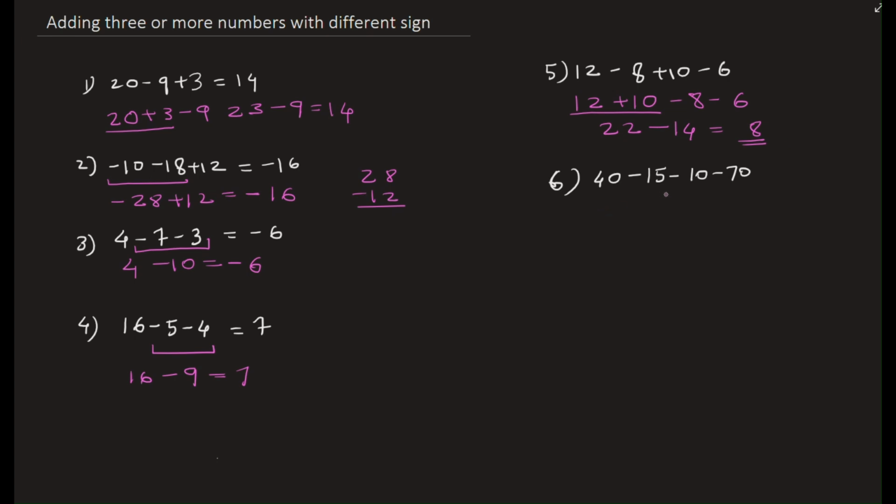Then I have 40 minus 15 minus 10 minus 70. So it is as good as first adding the negative numbers together: 15, 10 and 70. So here 5 plus 0 equals 5, 7 plus 1 equals 8, plus 1 carried, so the answer is 95, and it equals negative 95 as all the three numbers are negative. So 40 minus 95 equals 55, that is negative 55. The sign of the answer is negative as the number with the greater absolute value is negative.